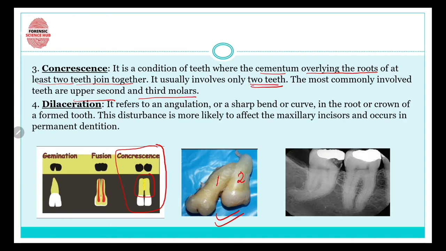Then comes dilaceration. It refers to angulation or sharp bend or curve in the root or crown of a formed teeth. If you look at this particular teeth, you can see that the root has bended. There's a curve that you can see in this tooth, right? So this is known as dilaceration. This disturbance is more likely to affect the maxillary incisors. So this is seen to happen in maxillary incisors and occurs in permanent dentition.